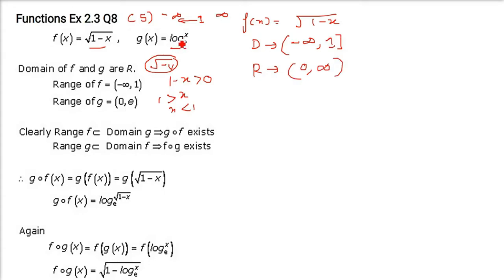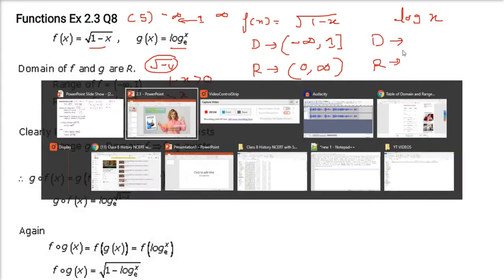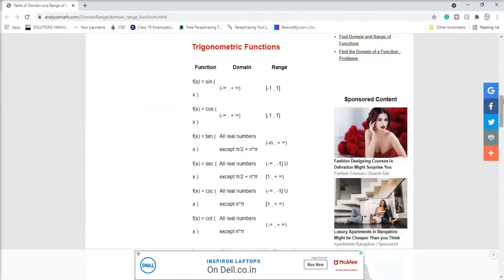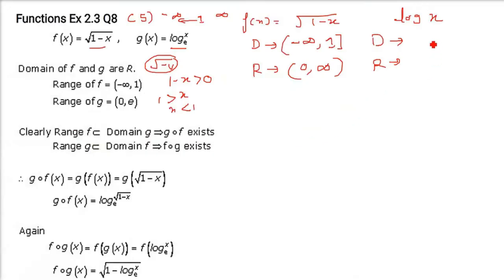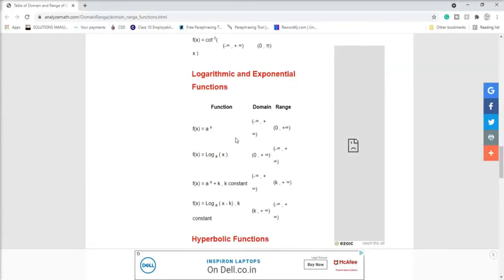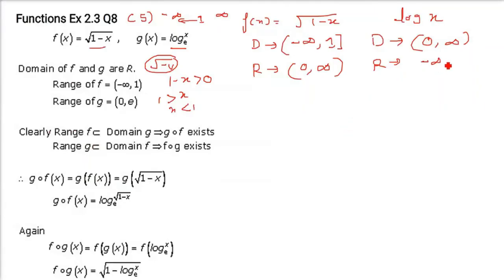Coming to log x, the base is e. So this is the g(x) function. See here, we have domain and range. If you remember, I showed you already that the domain is 0 to plus infinity, and the range is negative infinity to plus infinity, that is, the real numbers from negative infinity to positive infinity. So that is the domain and range.